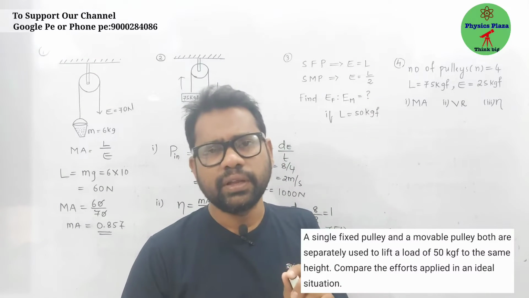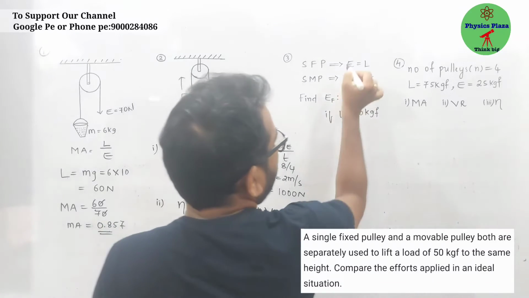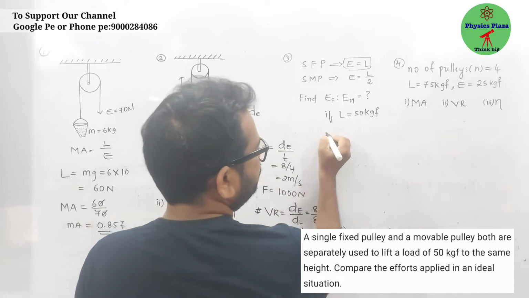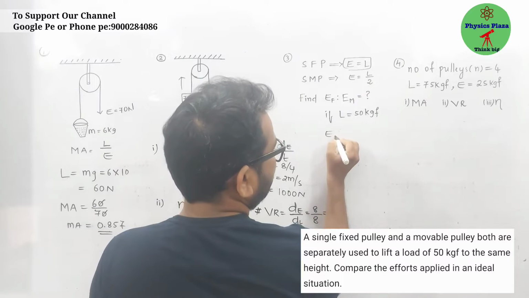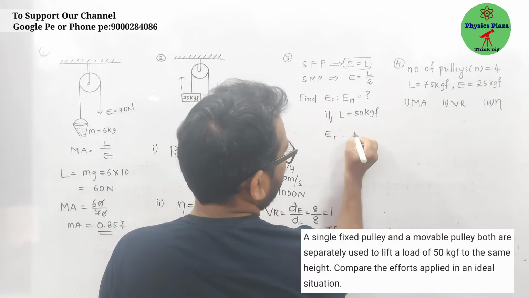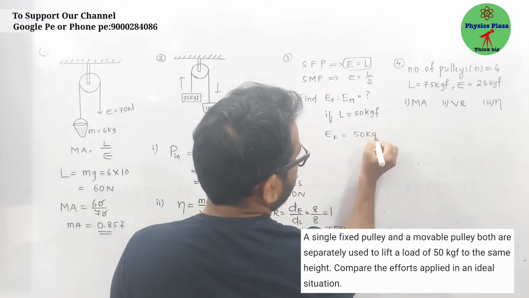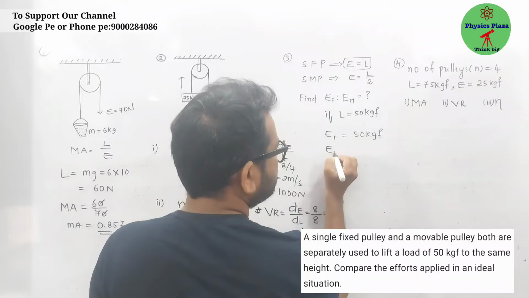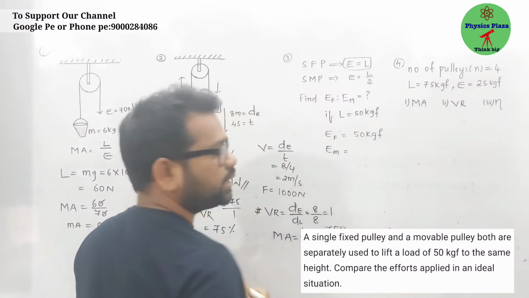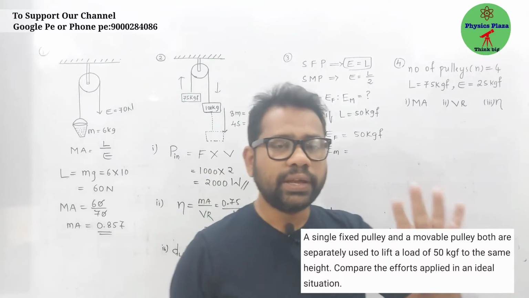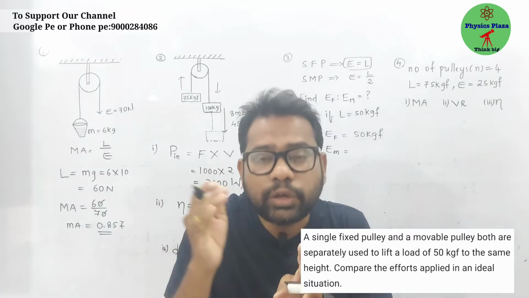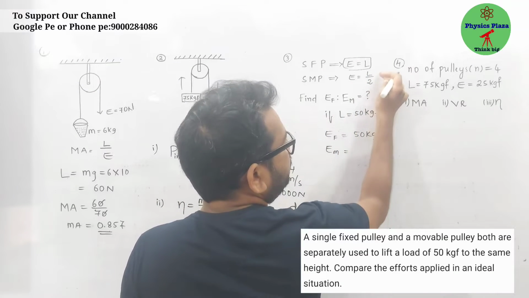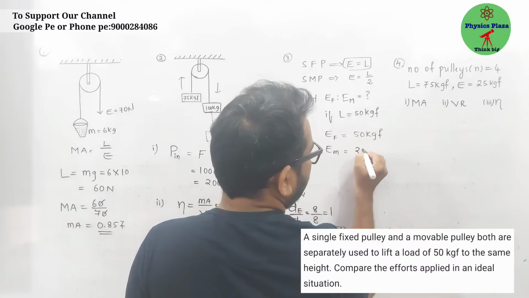In the case of a single fixed pulley, we know that effort is equal to load. So what is the effort required by a fixed pulley? Obviously, 50 kgf. And in the case of a single movable pulley, a very important thing is that the effort is always equal to half of the load. Half of the load means 50 by 2, which is 25 kgf.